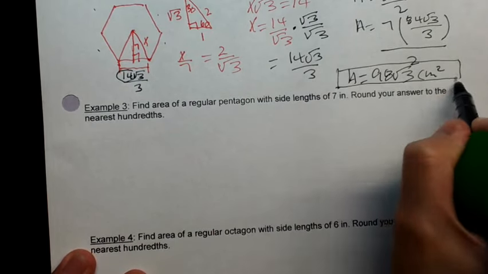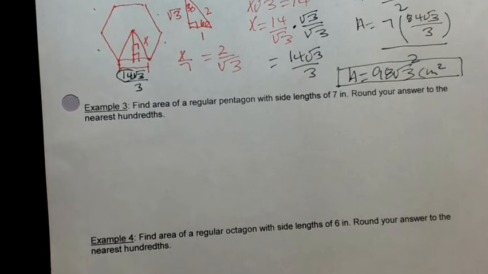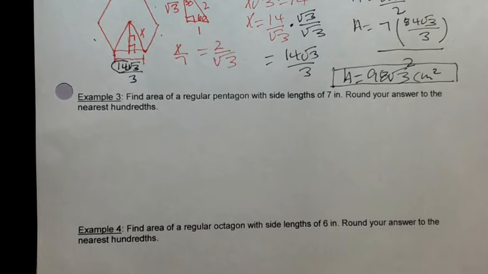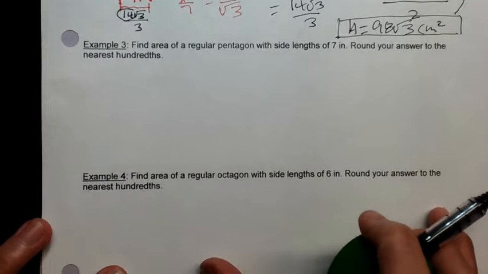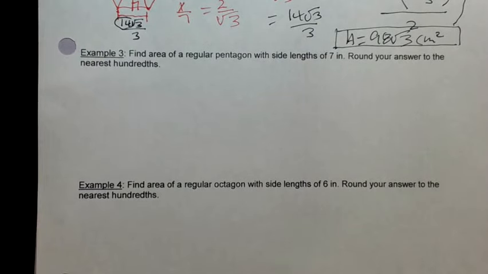Wait, did you put a square above the root 3? That's from divided by 2. That's from right here. Oh, okay. So if I give you an apothem, you have to use AP over 2. Alright? So let's look and see what number 3 looks like.